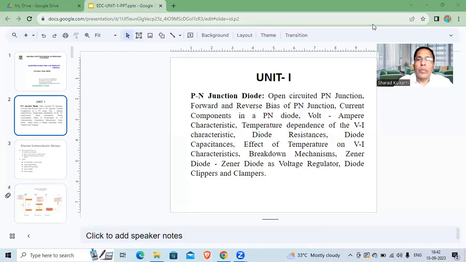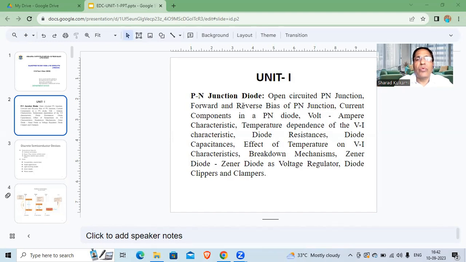This is the first topic, the first unit of the subject Electronic Devices and Circuits. I will share the PPT with you. All of you look at the PPT now. Have a glance at Unit 1. There is a PN junction diode. The first topic is the open circuited PN junction.